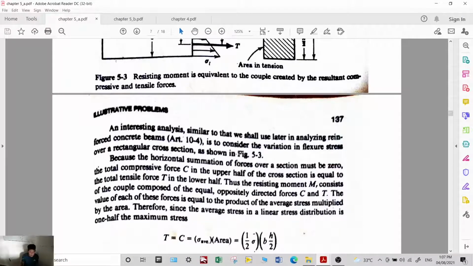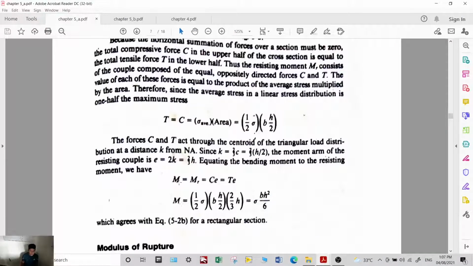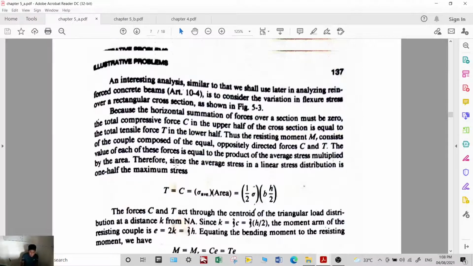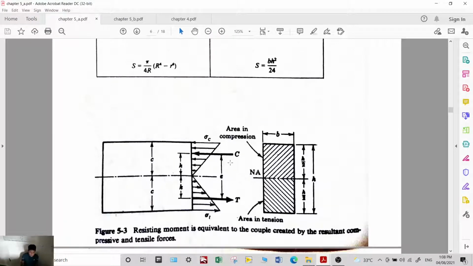Again, you can get the moment using this equation. C times e. Saan ang C? Compressive force times e. Okay? Kaya ang imo ang beam nimo, di ba? Ang another half is compressive, another half is tensile. Okay? So asa man ang imo ang force ana.